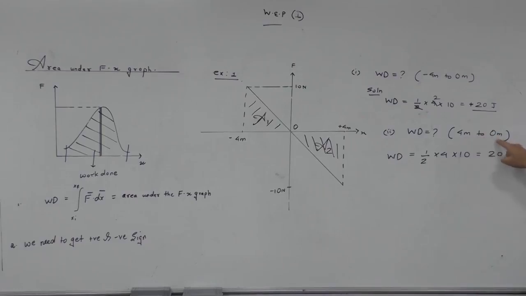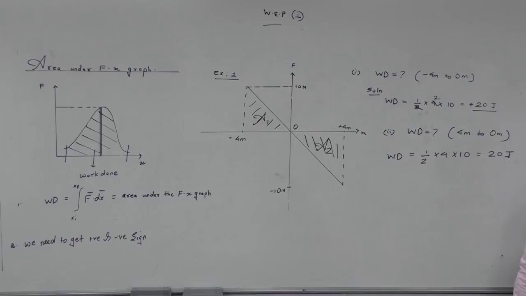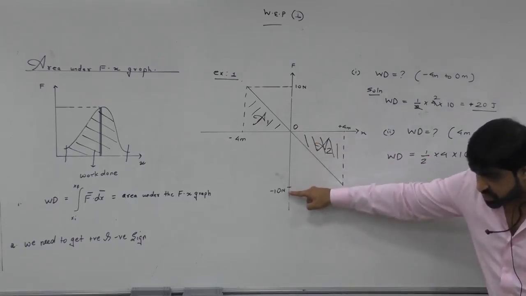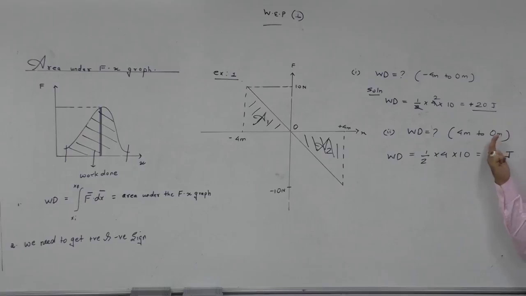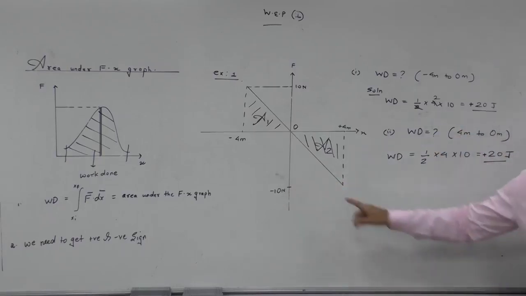Look again. From 4 to 0, displacement is positive or negative? Displacement is negative. And the force is also negative. Force is also negative, and displacement is also from 4 to 0, it is negative. Negative of this negative will become what? Positive. Do you understand? Did you get it? I'll give you another scenario. Some doubt? 4 to 0, displacement negative, and force is also negative, so negative of negative will become positive.